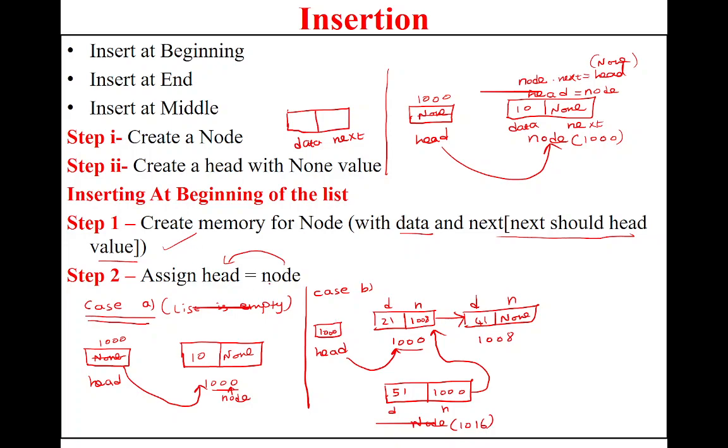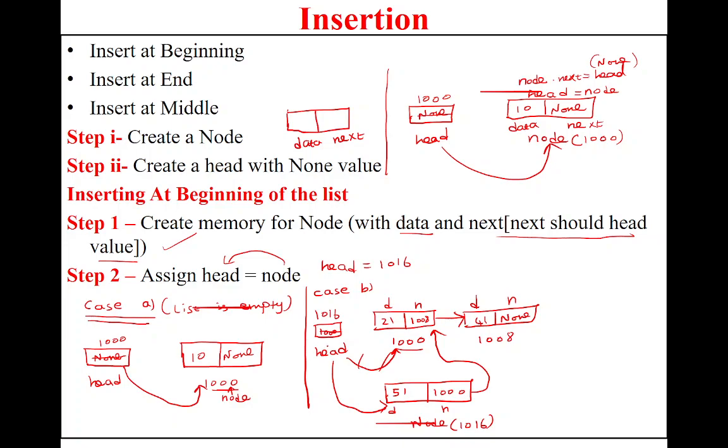See, assign head equal to node, this new node. Because of this, head will get the new node address 1016. So instead of 1000, it will have 1016, so it will be connected to this node.